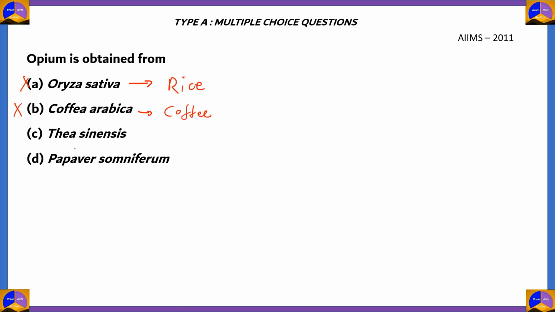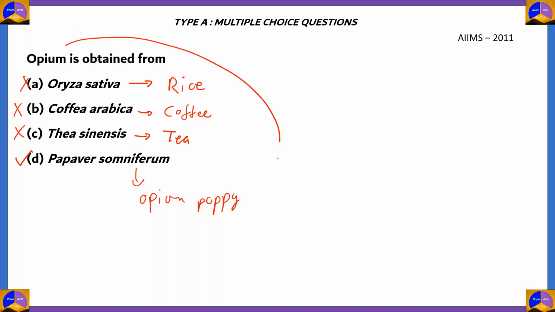Now, option C, Thea sinensis. Now, sinensis would mean China, and tea originates from China, and it's originating from the plant Thea sinensis. So option C is incorrect. The right answer is option D, Papaver somnifera. This is known as the opium poppy, and it's from the opium poppy that we get opium, which contains the drugs morphine and heroin. So opium is obtained from Papaver somniferum, which is the scientific name of the opium poppy.